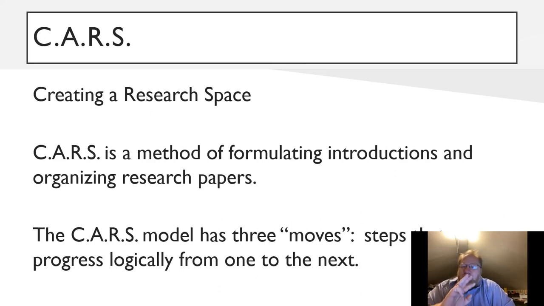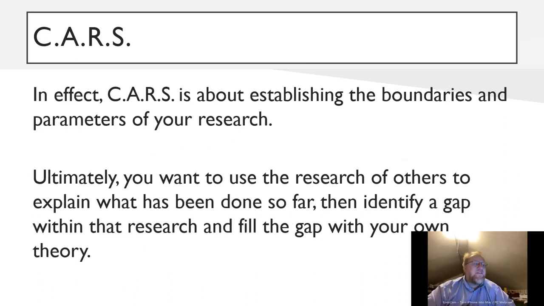So CARS has 3 basic moves. I'm going to touch on each of those basic moves, but I'm also going to show you how each of those moves works in one of the 3 major types of academic disciplines. So we're going to do a visual art paper, a social science paper, and a physical science paper. For each move I'm going to have different things to explain because I'm going to show you how each move works with different types of disciplines. In short, what CARS is about is establishing the boundaries and the parameters of your research.